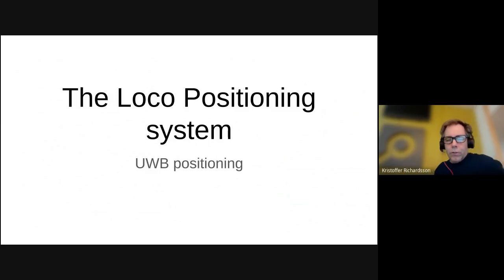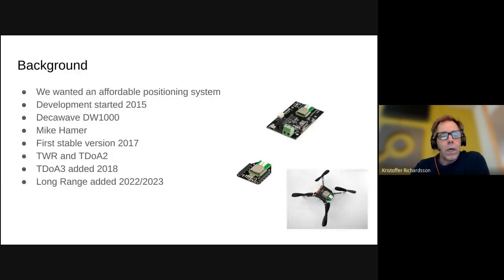So I'm going to talk a little bit about the local positioning system, a little bit from a technical point of view. The local positioning system is an ultra-wideband based system. So we use radio to figure out where the Crazy Fly is. And first, a little bit of background.